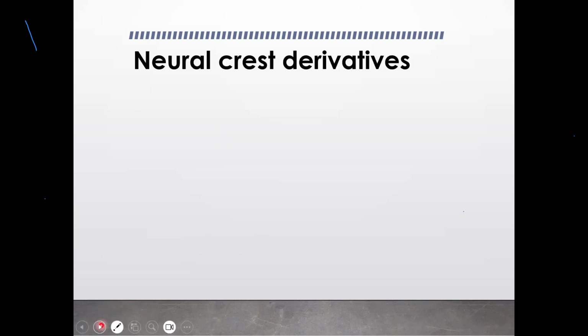So for these neural crest derivatives in the peripheral nervous system, we have DRG. So maybe someone can tell us what is DRG? According to what you learned last week in your histology sessions, what is DRG?